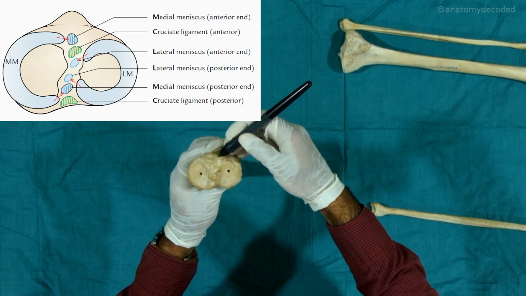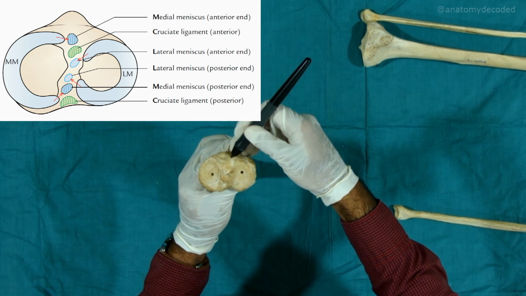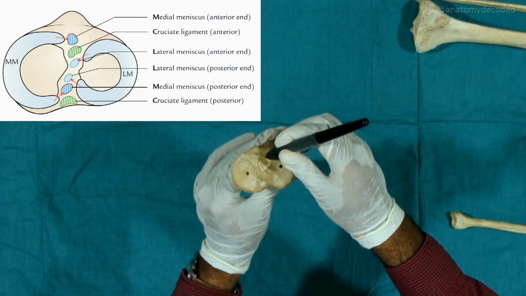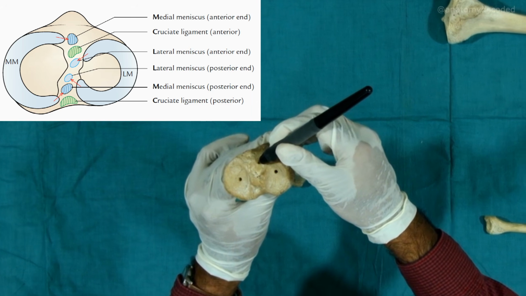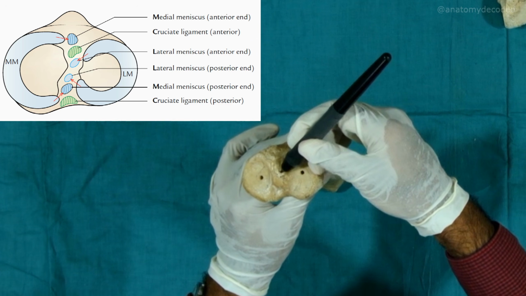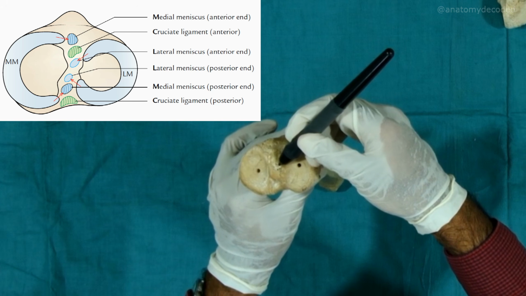M stands for the medial meniscus. So there is the anterior end of the medial meniscus. C stands for the cruciate ligament. So the anterior cruciate ligament is attached here. L stands for the lateral meniscus. So there is the anterior end of the lateral meniscus here.